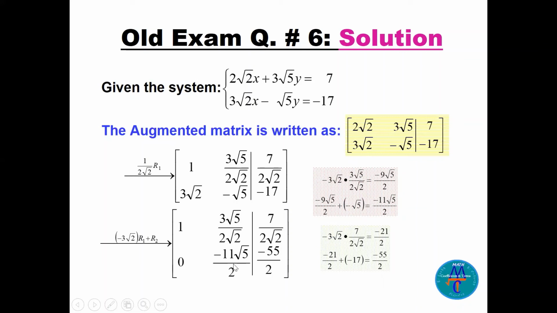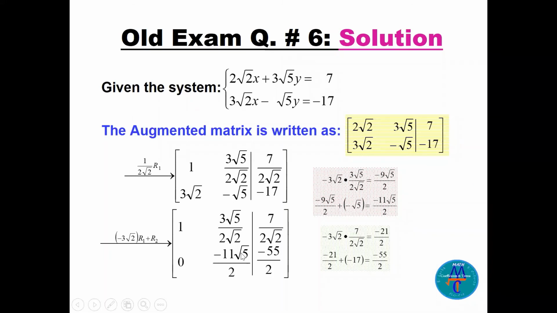We write it here. It's not an easy calculation. Minus 3 square root of 2, we multiply by this. So I get minus 3 square root of 2 multiplied by 7 over this. You cancel the square root of 2. So minus 21 over 2. We have to add with minus 17. So multiply up and down by 2. Minus 34. Minus 21 is minus 55 divided by 2.